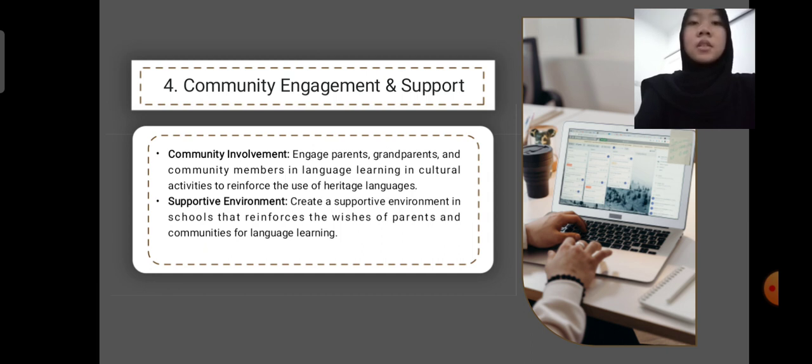So the fourth strategy is community engagement and support. Here, community involvement: engage parents, grandparents, and community members in language learning and cultural activities to reinforce the use of heritage languages. And a supportive environment: create a supportive environment in schools that reinforces the wishes of parents and communities for language learning.